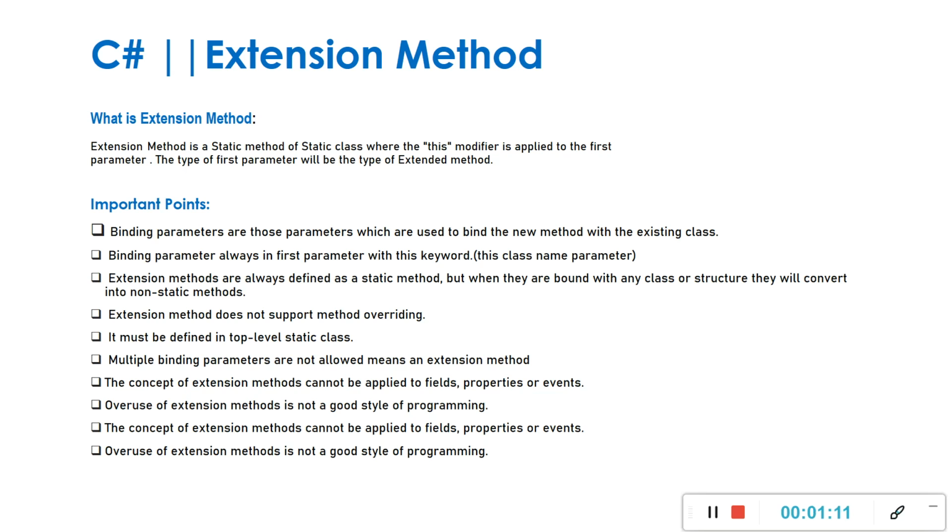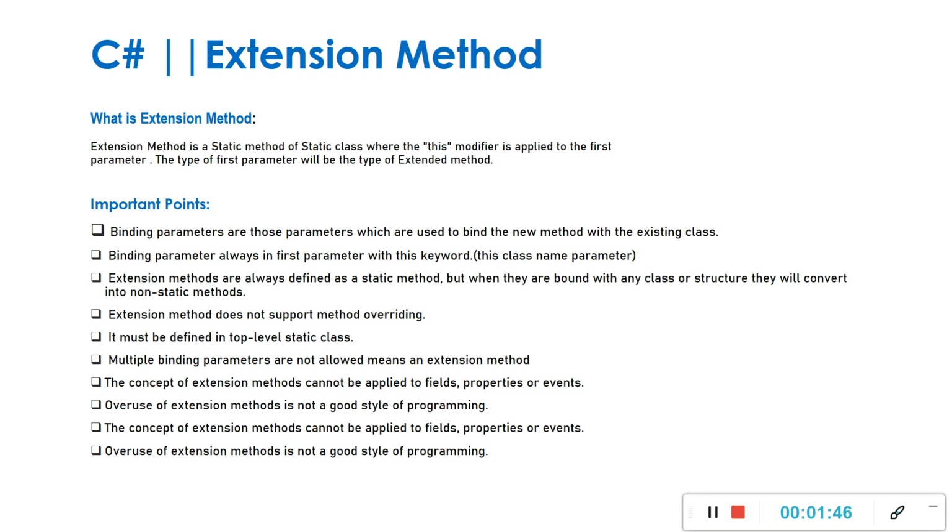Extension methods do not support method overriding. They must be defined in a top-level static class. Multiple binding parameters are not allowed. The concept of extension methods cannot be applied to fields, properties, or events. Overuse of extension methods is not a good style of programming. I will show you later. So this is all about it.